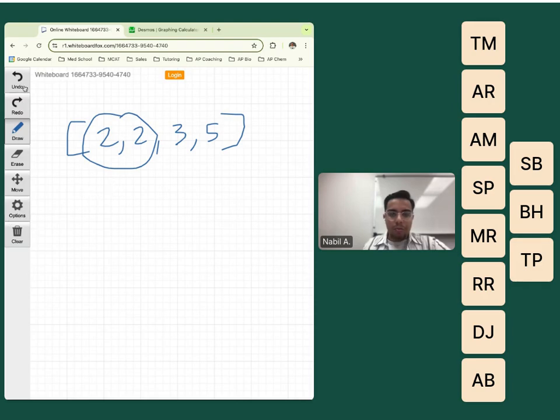Now, let me go back here and ask you guys what the range is. What would the range of these numbers be? I'm not saying like 2 to 5, not meaning that, but what exactly would the range be here?